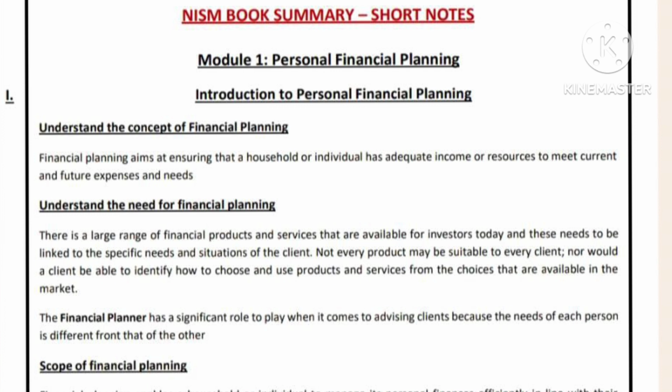And assets can be of different categories, like physical assets and financial assets. Physical assets can be like your home, an apartment, a shop or a land. All these are physical assets. Financial assets can be investments in the stock market, mutual funds, bonds, debentures, fixed deposits. All these are financial assets.